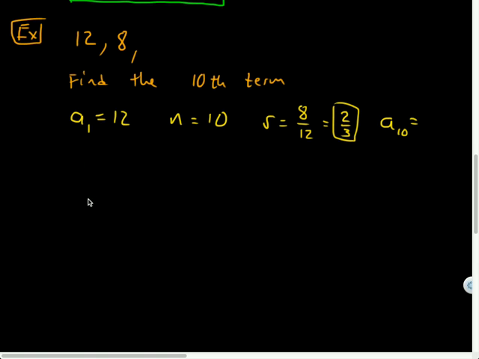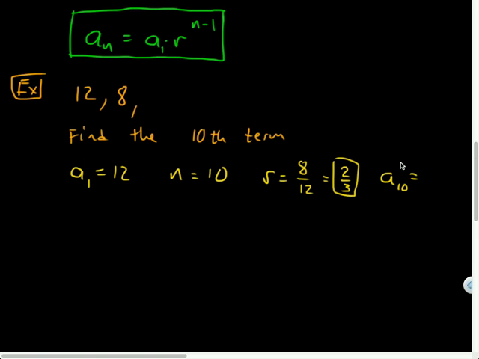So do we need to label what we don't know? Like a sub 10 equals question mark? You don't have to do that necessarily, but sometimes it can help you narrow it down. So let's plug this in the formula. A sub 10 is going to equal 12 times 2/3 to the 10 minus 1 power. So this is 12 times 2/3 to the 9th.